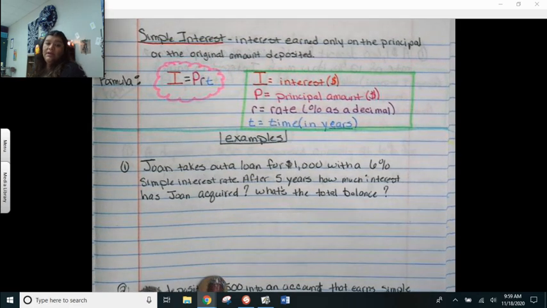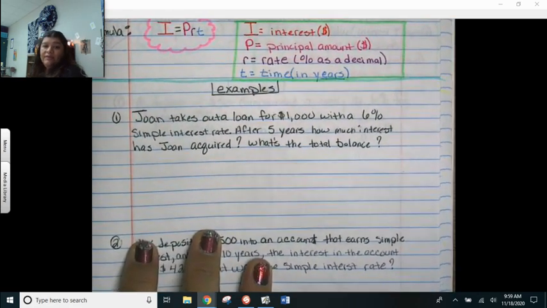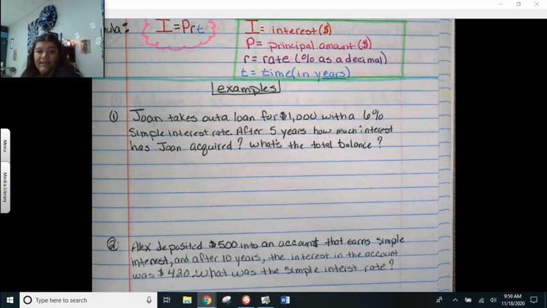Okay, so let's go ahead and go into this first example. I'll leave it there so you can see the formula. Joan takes out a loan for $1,000 with a 6% simple interest rate. After 5 years, how much interest has Joan acquired? And then also, what's the total balance? So here I'm asking the two questions.